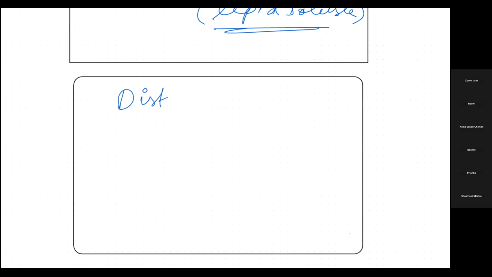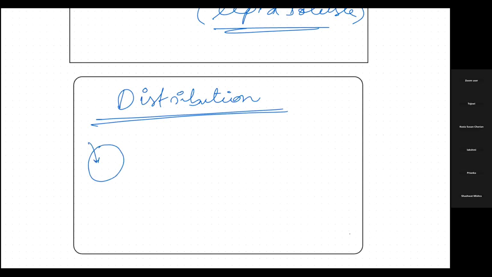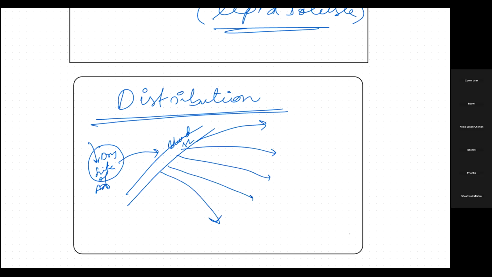Distribution. Now what is distribution? We learned that this is the site of administration, where we are giving the drug. From there it goes into the bloodstream, and from the bloodstream it goes to different places. You can see it's a pattern of scatter, isn't it? That is what we call distribution, a pattern of scatter.